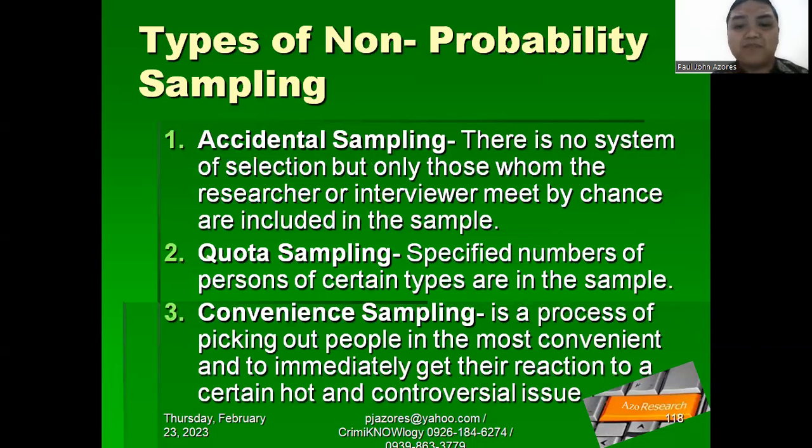That's quota sampling. Convenience sampling is a process of picking out people in the most convenient and immediate way to get their reaction to a certain hot and controversial issue. Convenience, lahat ng pwede, basta pinaka-convenient mong makuha ang kanyang side, yung kanyang reaction sa isang controversial issue.